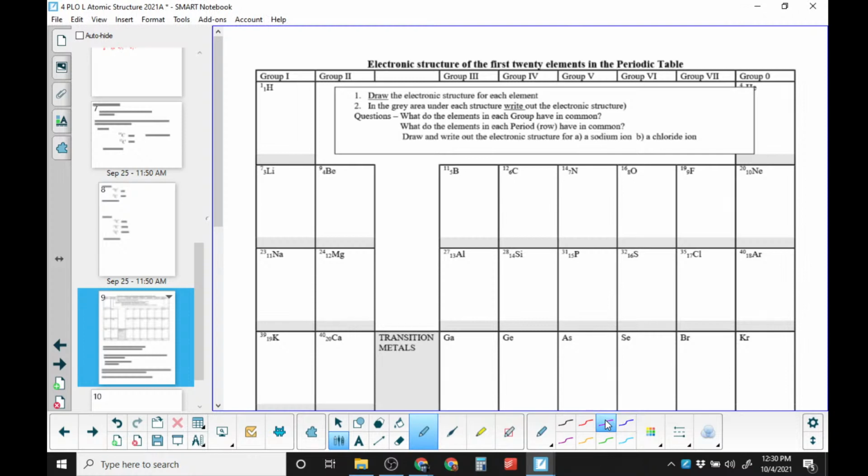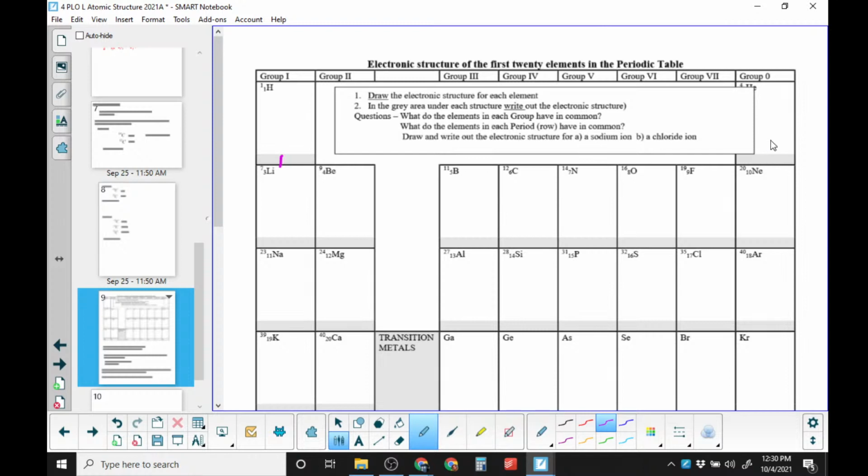What's the electronic structure of hydrogen? Oh, no, not the whole Bohr model. Just the electronic structure that you put down at the bottom. Yes, if it has any. One electron. That's it. So the electronic structure is just one. And then for helium, which I just noticed got kind of cut off, Sabrina?